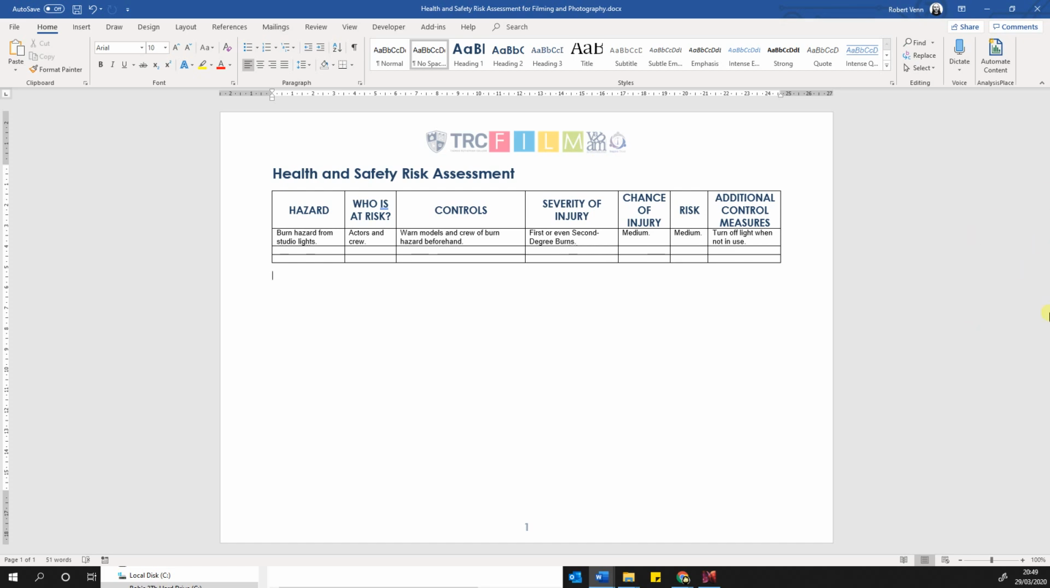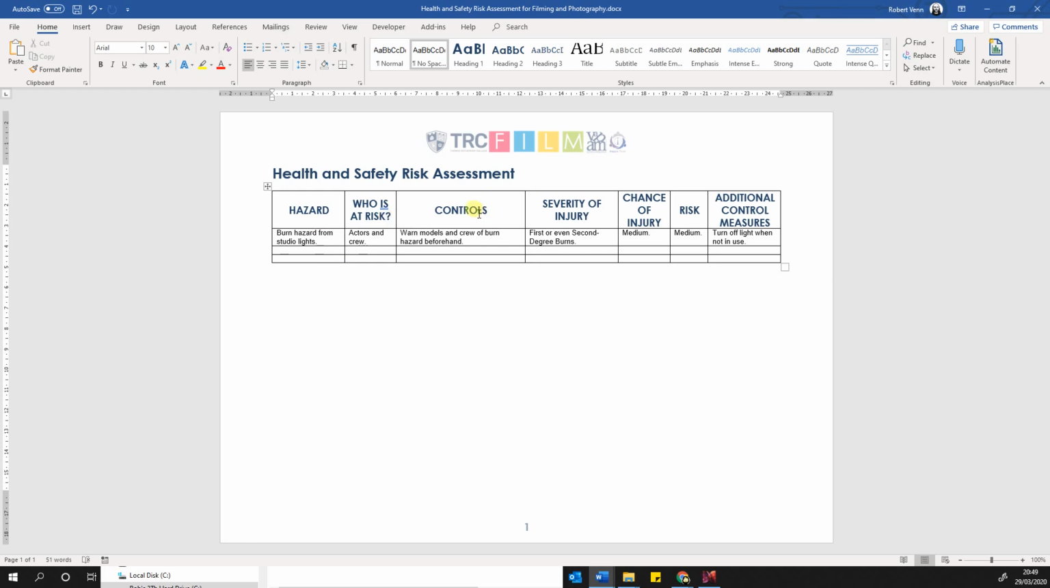In this column here, what you have to do is think about what possible hazards there may be. So, for example, if you were filming in the studio, there's a burn hazard from the studio lights, because the studio lights, when they're on, get very hot. So, burn hazard. Who's at risk? Well, the actors and the crew. Okay, of course, you. They're at risk.